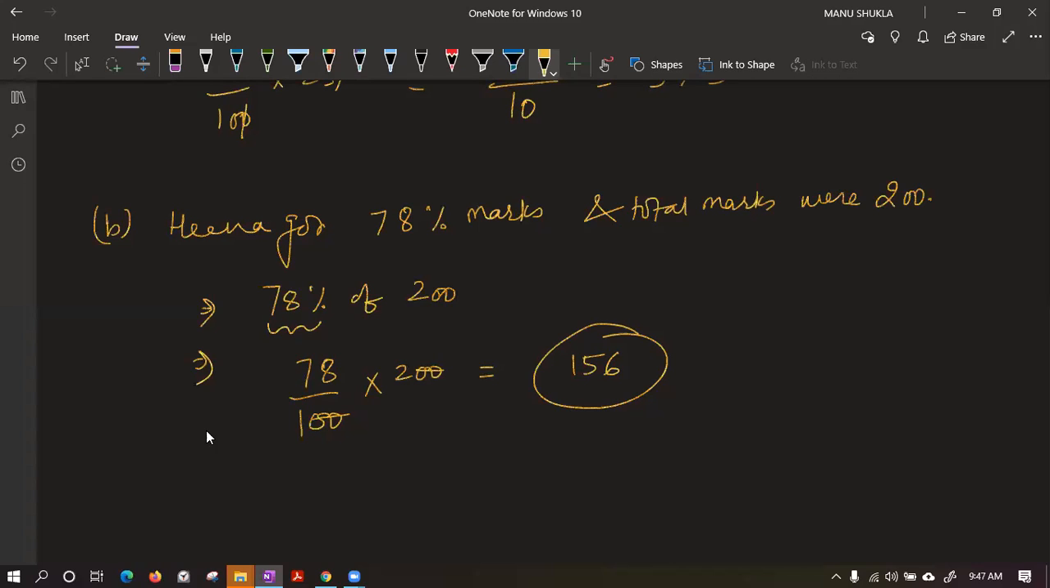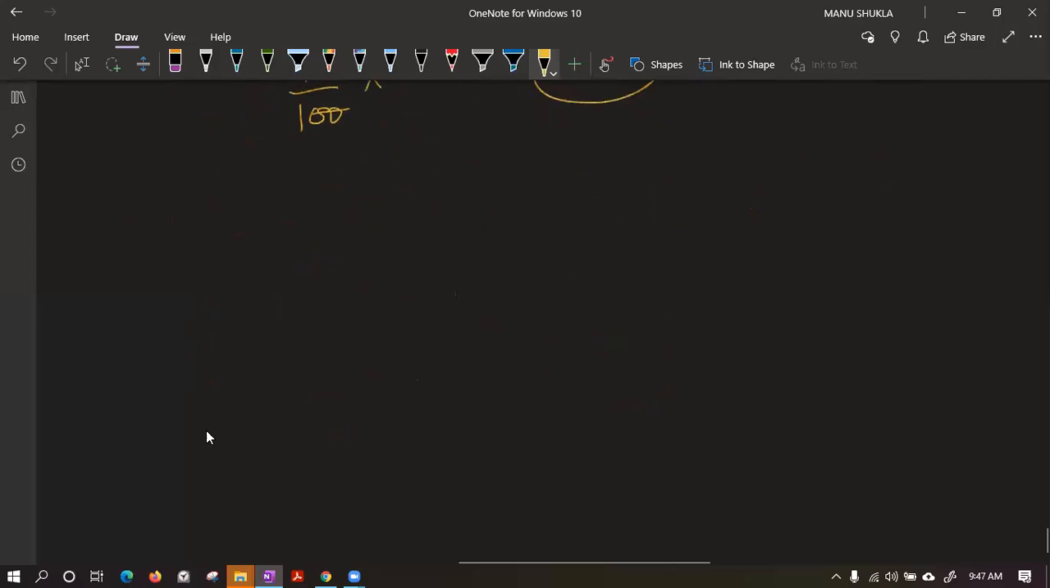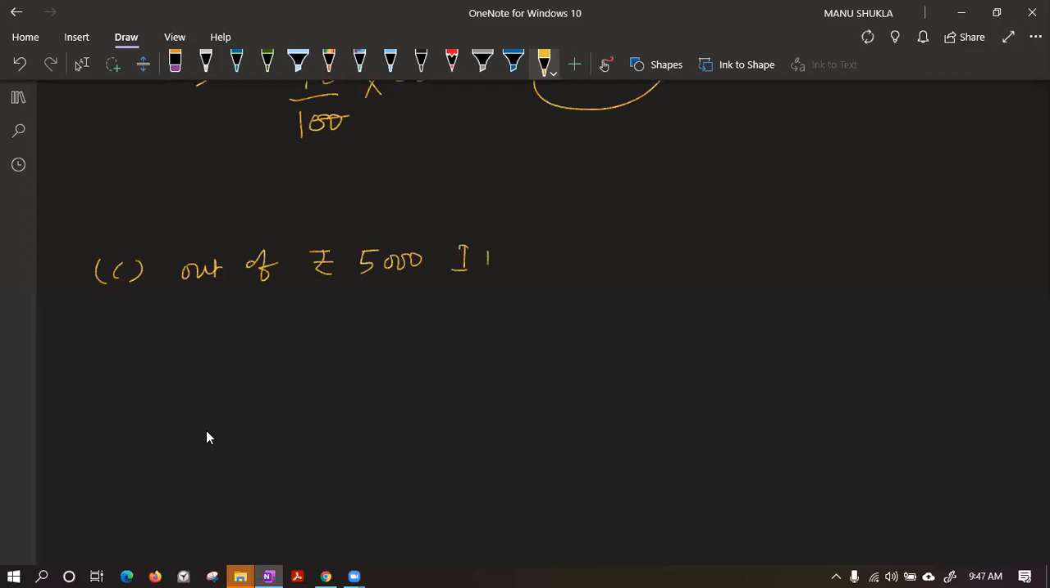Okay, now let me give you one more example. Suppose out of rupees 5,000, I have spent 70%. I have spent 70% out of 5,000. Tell me how much I have spent.